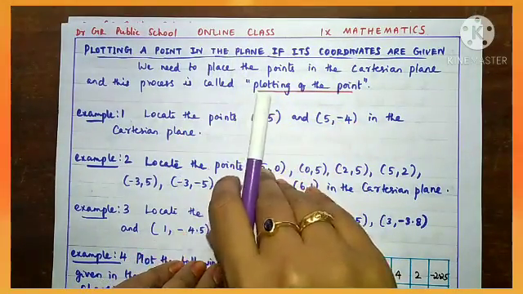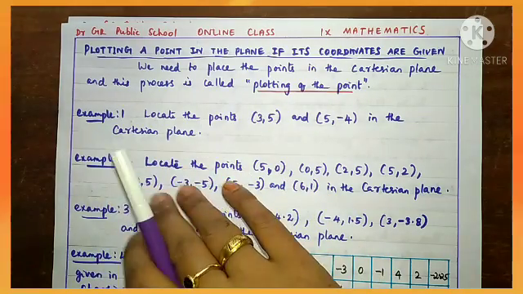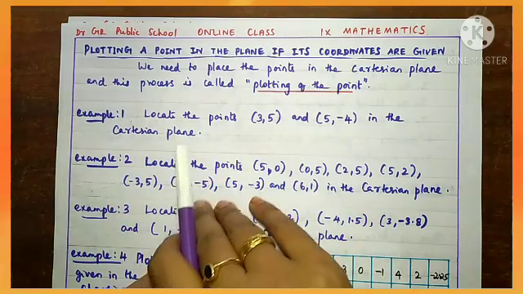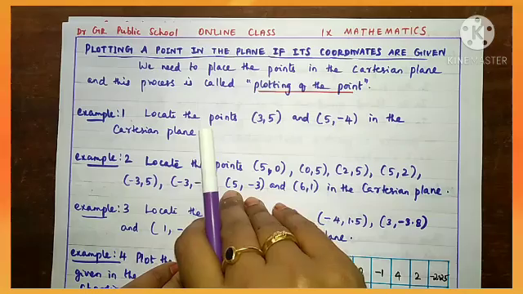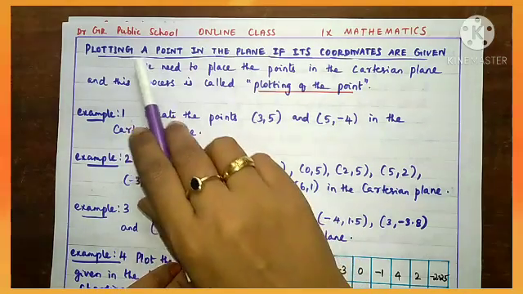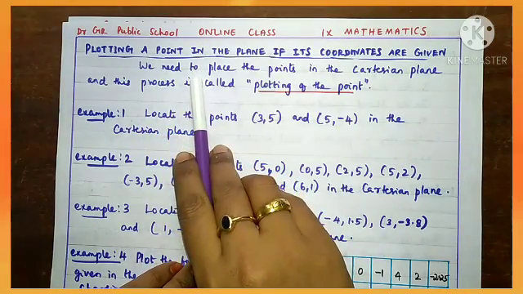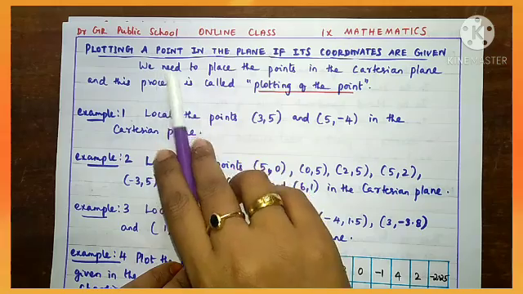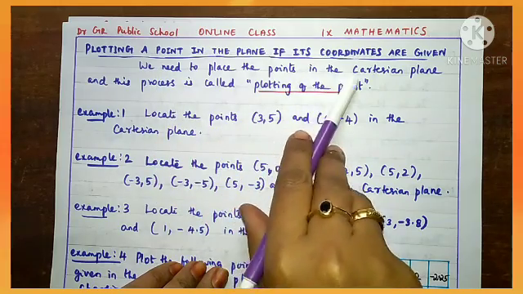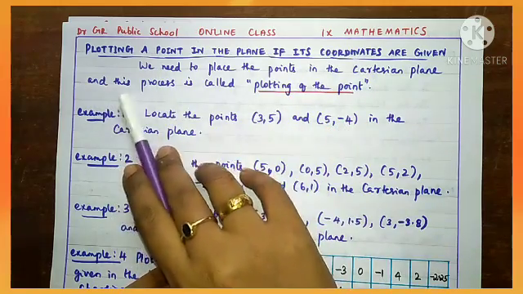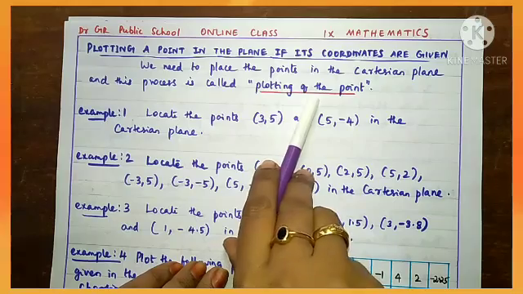That is what you studied in the first section, the introduction video, and in this section you are going to study plotting a point. What do you mean by plotting a point, children? We need to place the points in the Cartesian plane, and this process is called plotting of the point.